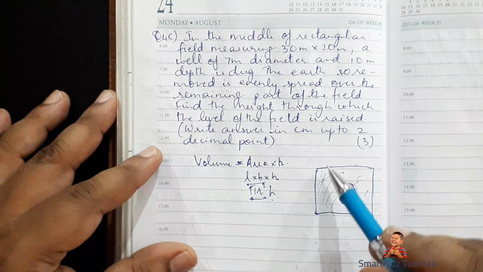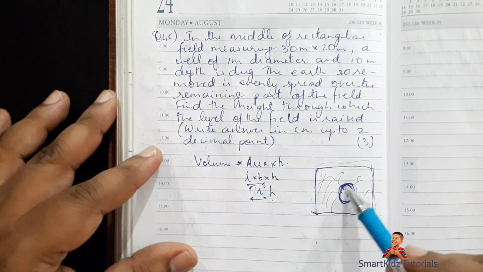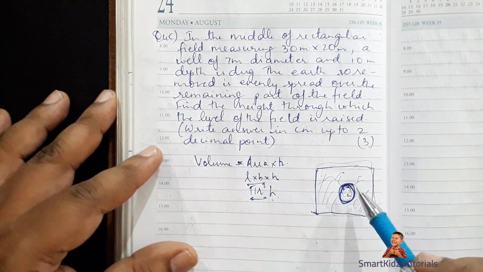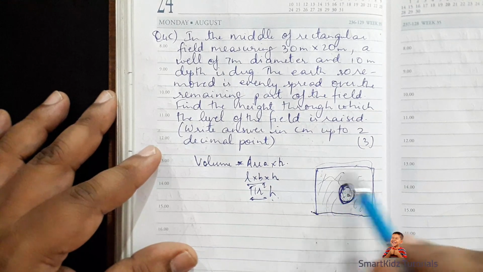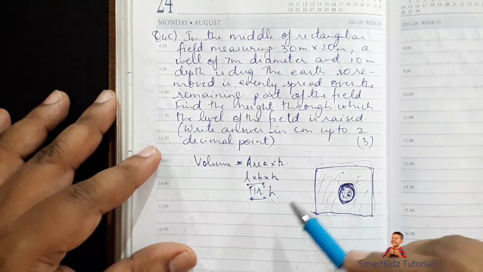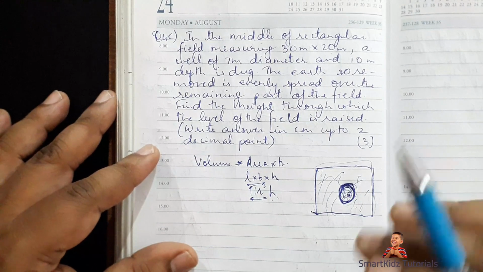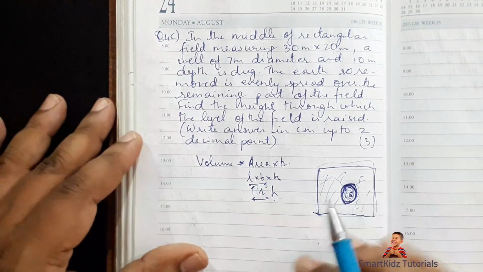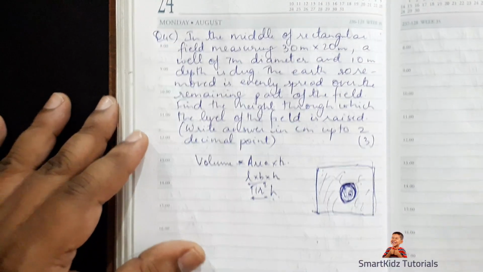That area would be the area of the rectangular field minus this part, because this part is already dug. Mud cannot be put back. It is removed from here and put in this area. So this area minus this area, that is circular area, into height, because when you put the mud, a certain level of height will come, because it's a lot of mud, and the ground level will be raised because there's more mud added to that.